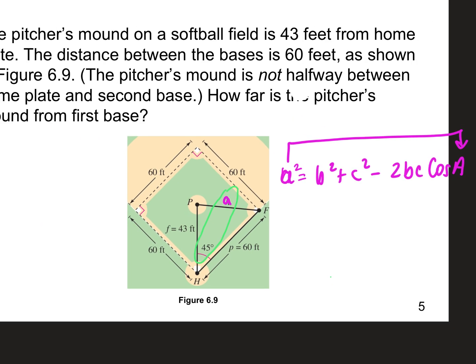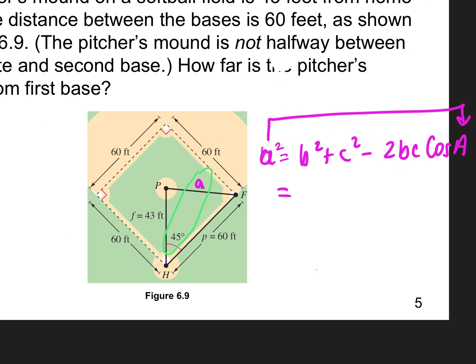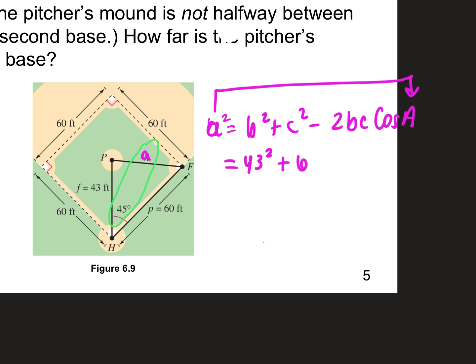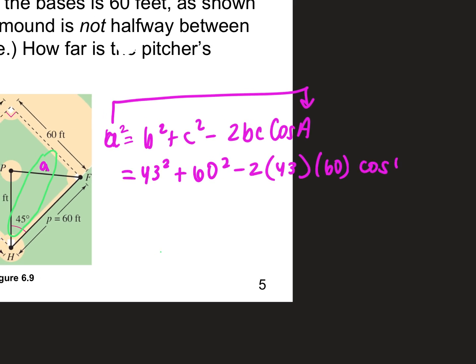So let's throw this in here. Does it matter which one's B and which one's C? No, you're squaring them and adding them together. Who cares? You're multiplying them the other one. So let's go. What's one of them? 43 squared, okay, plus 60 squared minus 2 times 43 times 60 times cosine 45, all right? We're probably going to have a ginormous number here. That's okay. Let's simplify this first part here.